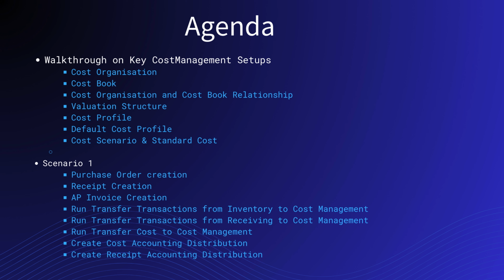Then we'll run key transfer processes. These are ESS jobs. We'll run create cost accounting distribution. We'll run create receipt accounting distribution, and then we'll see how exactly those accounting entries have taken place within cost management.